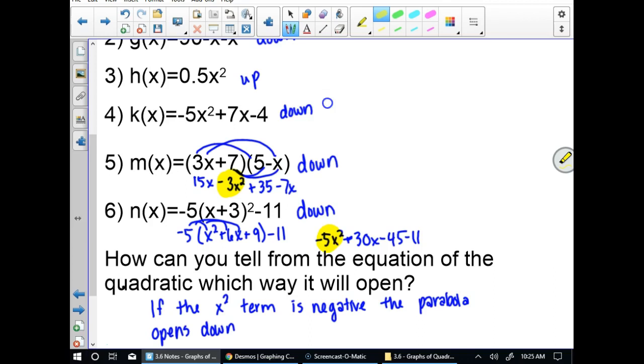Okay, so if you have a negative x squared term, it's going to open down. Positive x squared term, it opens up. Positive is a happy face, negative is a sad face.